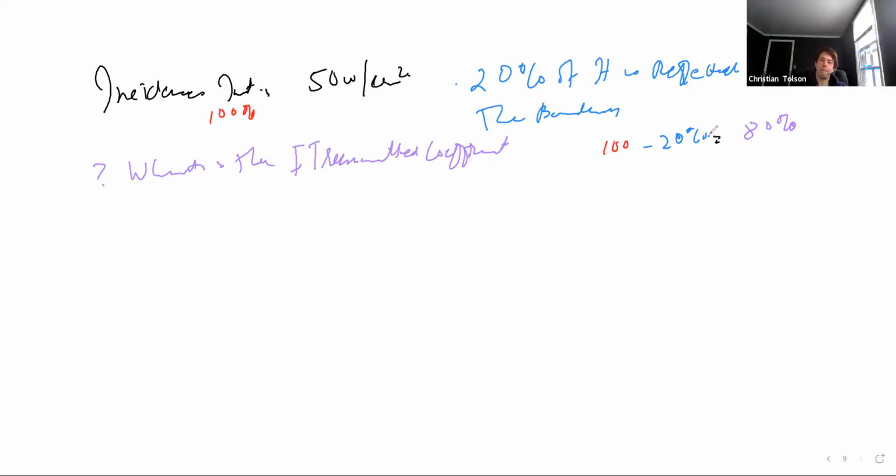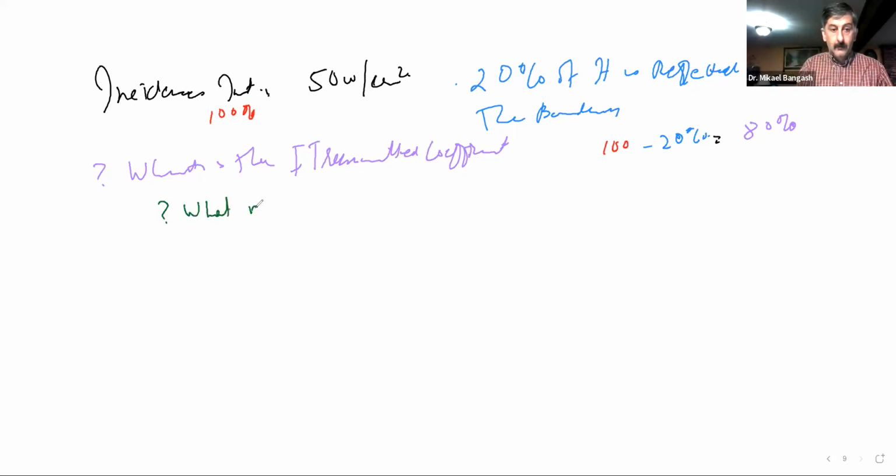Yes. Good. Now, if we check the same numbers and say that the intensity of the incidence is 50 watts per centimeter square, where 20% of it is going to be reflected at the boundary. But if they now ask us, what is the reflected intensity?